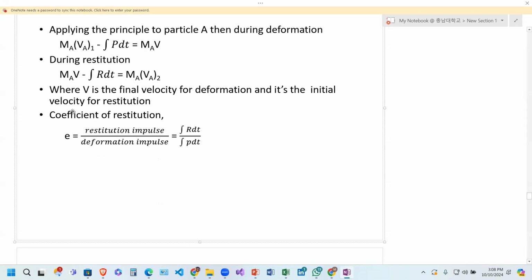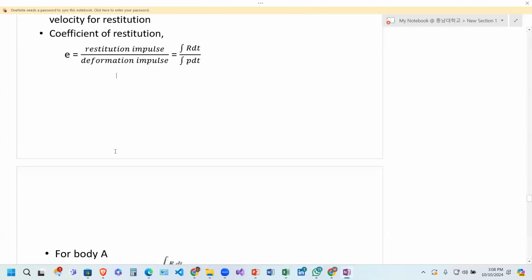The restitution impulse is the integral of the restitution force times the change in time, whereas the deformation impulse is given by the deformation force times the change in time. So we are integrating to sum up the total deformation impulse. Perfect. I hope that is clear for each and every person.